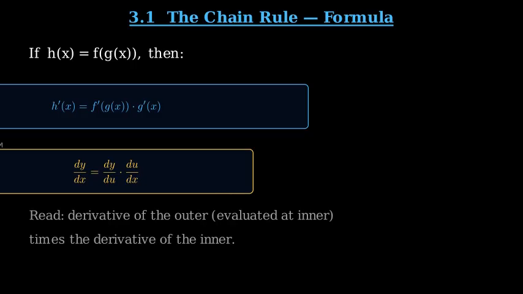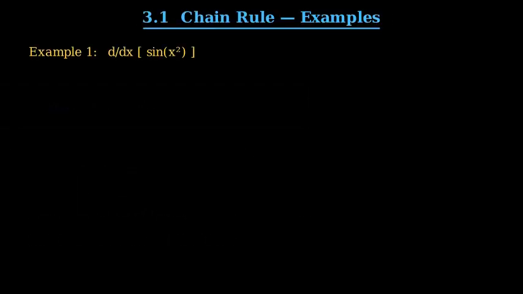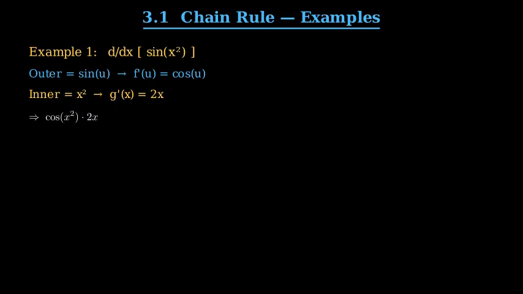Example 2. Find the derivative of the quantity 3x plus 1 raised to the 5th power. The outer function is u to the 5th, whose derivative is 5u to the 4th. The inner function is 3x plus 1, whose derivative is 3. Multiply them. The answer is 5 times the quantity 3x plus 1 to the 4th times 3, which simplifies to 15 times the quantity 3x plus 1 to the 4th.